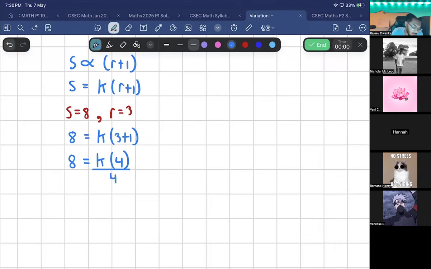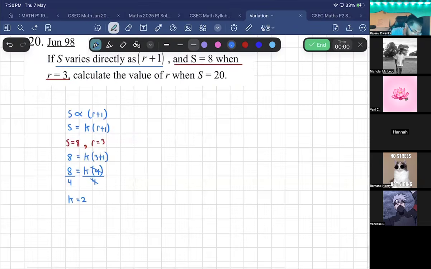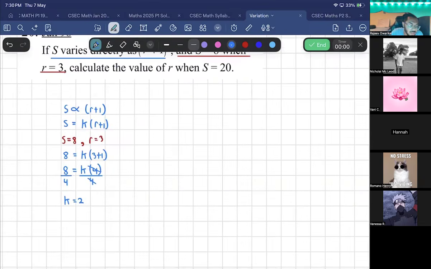We're trying to find K, right? Right now, K is being multiplied by 4. So you need to do the opposite to get rid of the multiply by 4. So we're going to divide by 4 on both sides. And so K is equal to what? 2. Right, K is equal to 2. Bam. So you need to write your final equation now. So what would the final equation look like? S is equal to 2 brackets R plus 1.